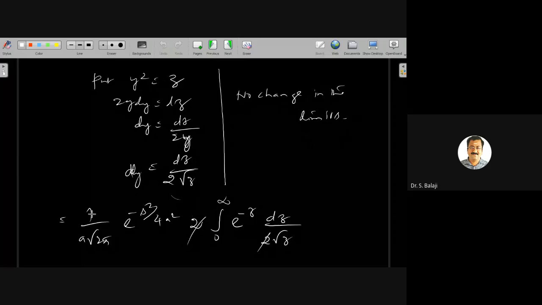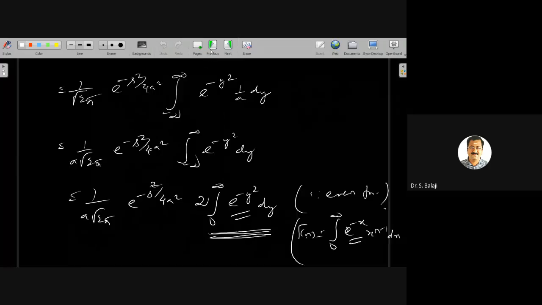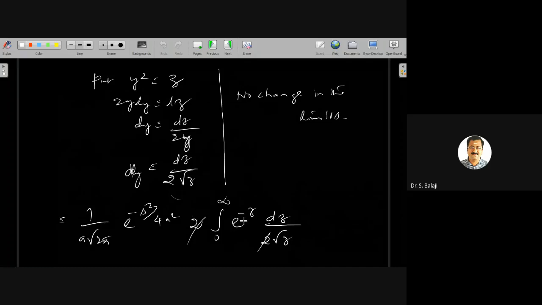Outside of the integration, the same relations: 1 by a root of 2 pi e power minus s square by 4a square, and the 2 is outside. The limits are 0 to infinity, no change. Here e power minus z, and dy becomes dz by 2 root z. This 2 and 2 get cancelled.